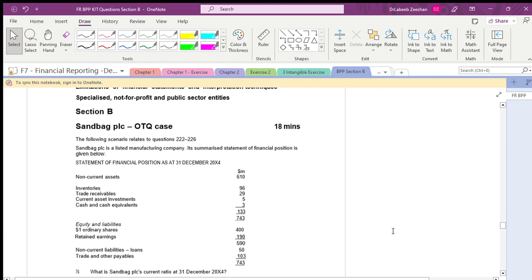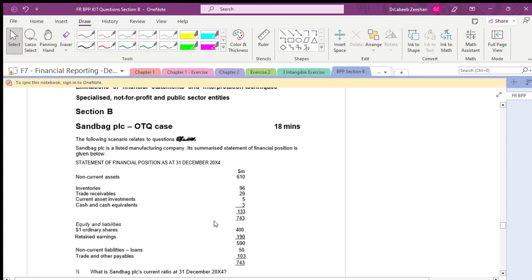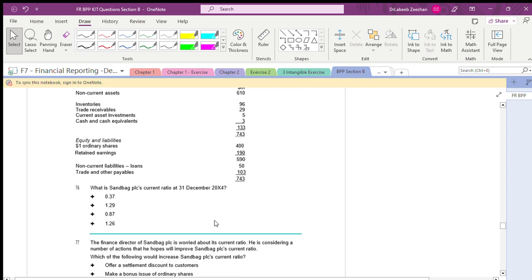Fine. Now, what is there? They have mentioned another question. Sandbag PLC. First, you see, this is related to financial statements, interpreting accounting ratios. They gave you an income statement and a balance sheet, the statement of financial position. They are asking you for the current ratio. It's very simple, very straightforward.